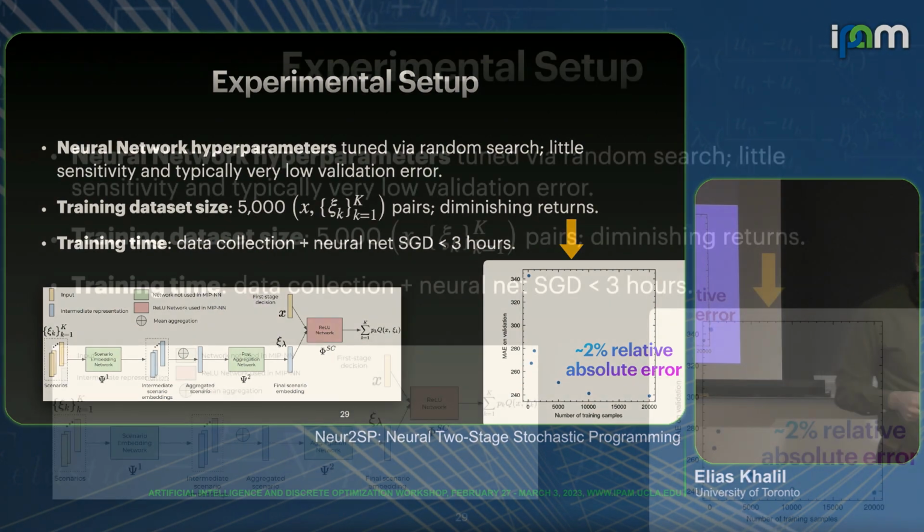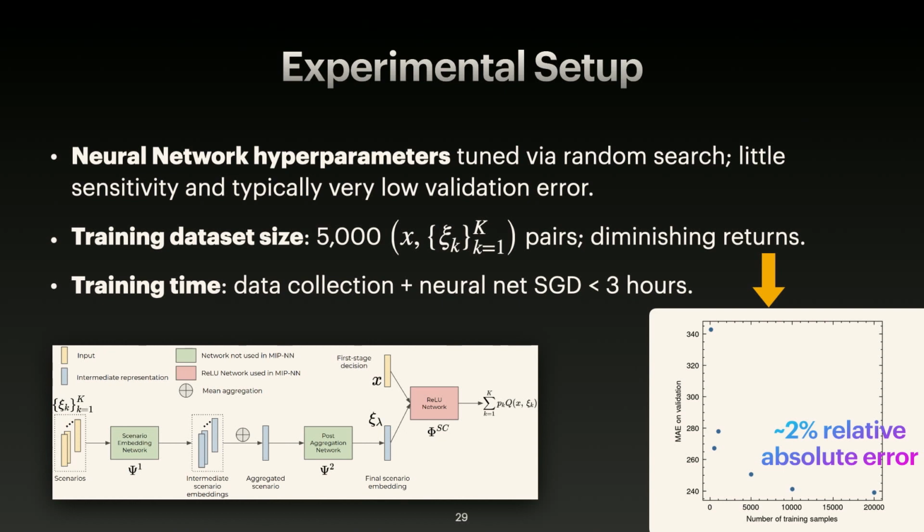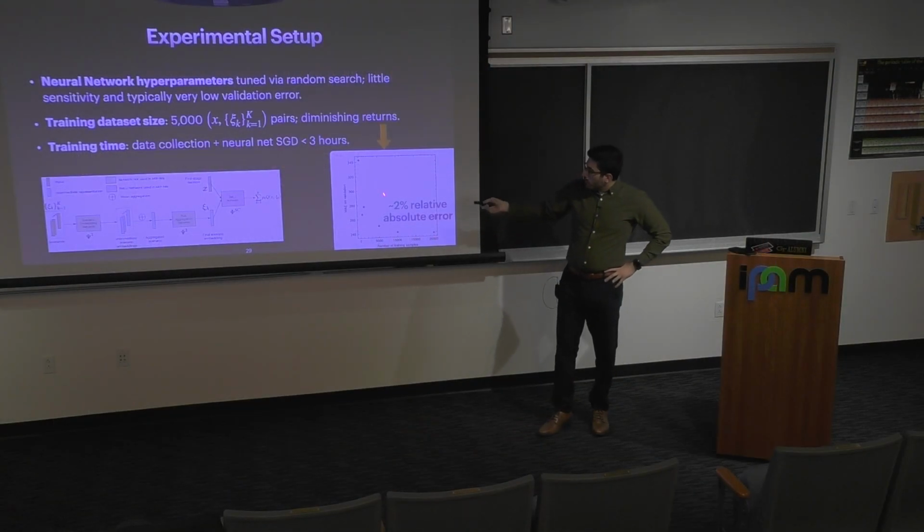Now, how do we train it? Okay, we do the usual hyperparameter tuning. The neural nets that we use, like these different neural network blocks here, they're not very complicated. They're 1 to 3 layers, MLPs, 10 to 100 neurons, nothing crazy. We've done hyperparameter tuning. Doesn't really matter too much. It's not that sensitive. Amount of data, we found that we haven't needed more than 5,000 first stage decision scenario set pairs. So this plot is showing amount of training data versus mean absolute error, okay?